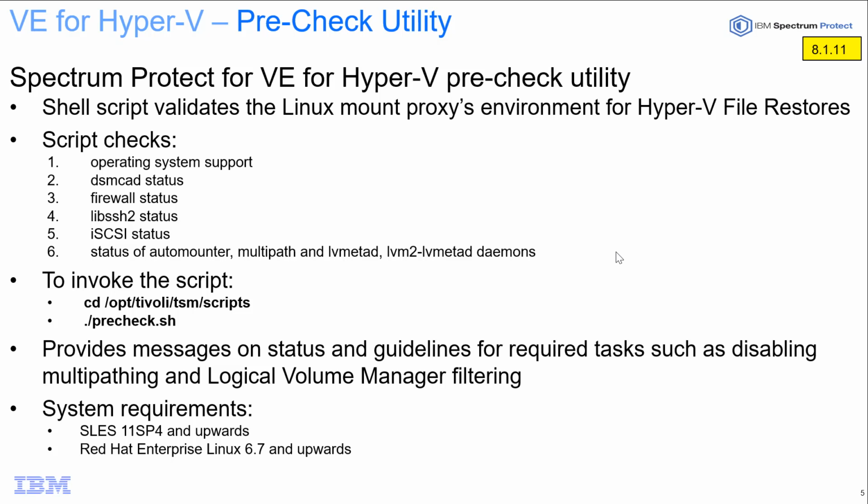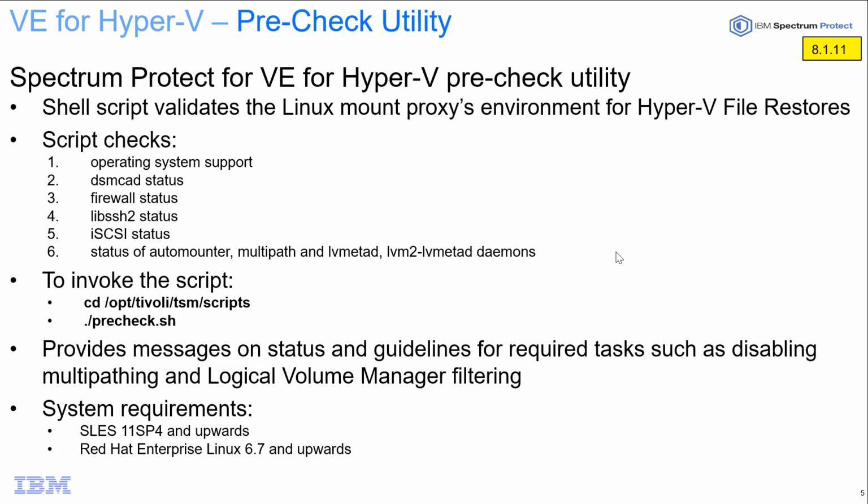Hi, welcome to this demo of Spectrum Protect for Virtual Environments for Hyper-V and the new precheck utility, which is being introduced in version 8.1.11. This precheck utility is a shell script that is installed as part of your normal Spectrum Protect for VE for Hyper-V installation when you install it on the Linux mount proxy environment.